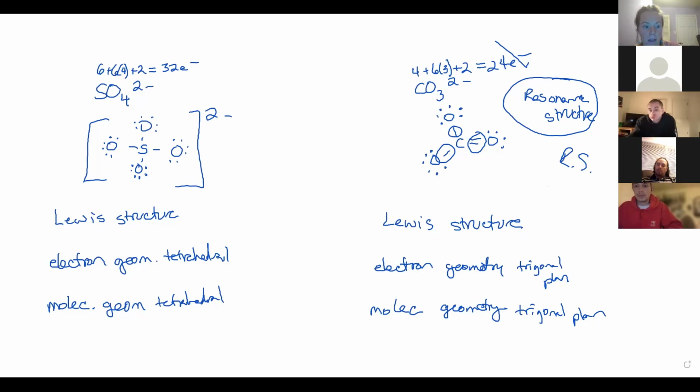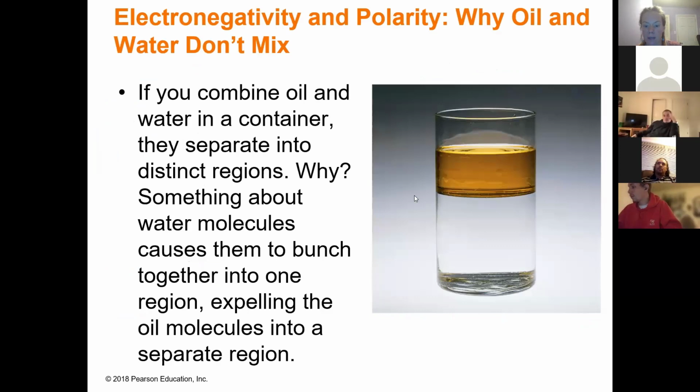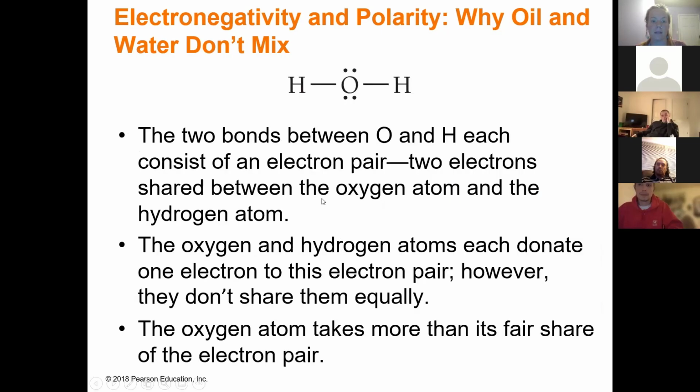Let's head back over to the slides. Okay, this talks about everything we just talked about. All right, the last bit of this is talking about electronegativity and polarity, which relates to why oil and water don't mix. There's a reason, and it actually has to do with all this molecule stuff that we've been talking about. The water has this tendency to want to push out or expel the oil. Why is that the case?